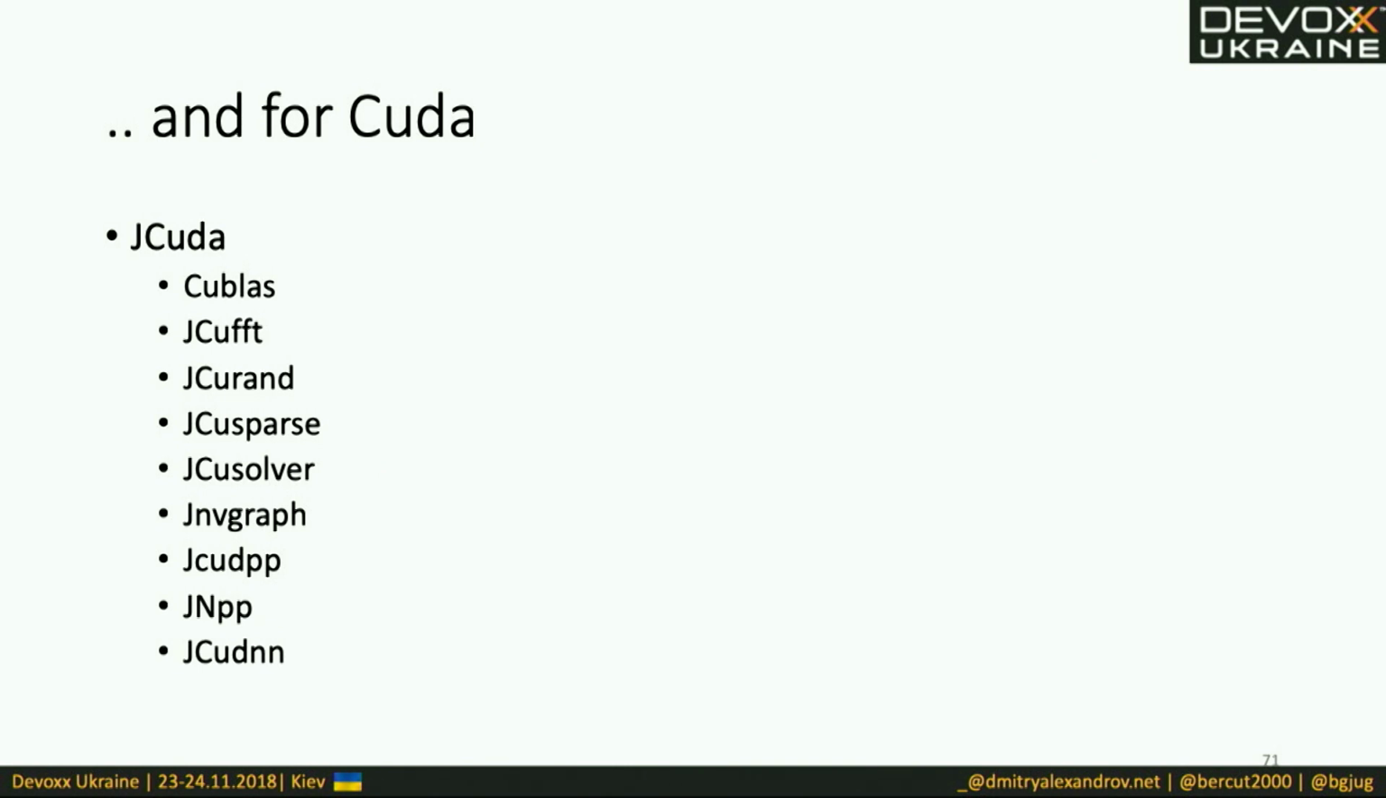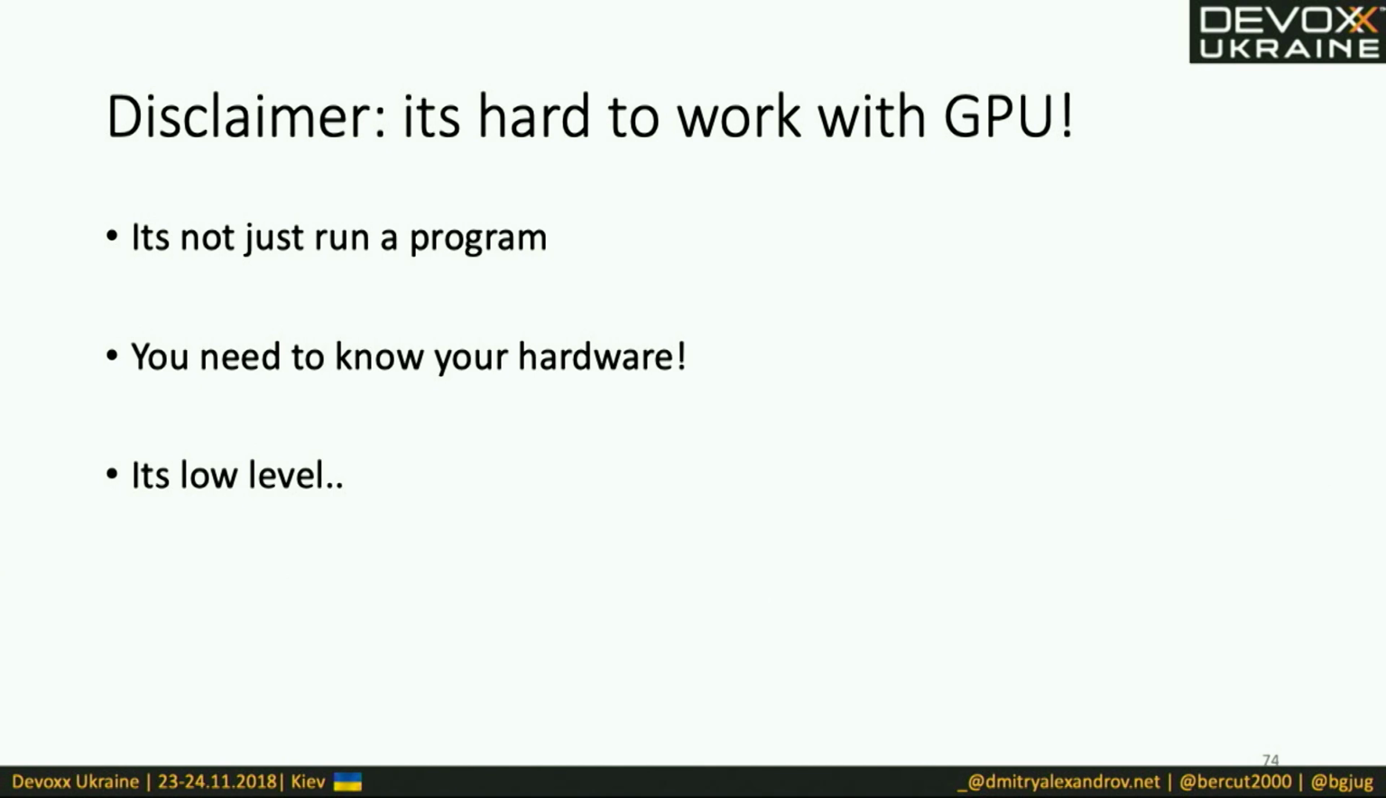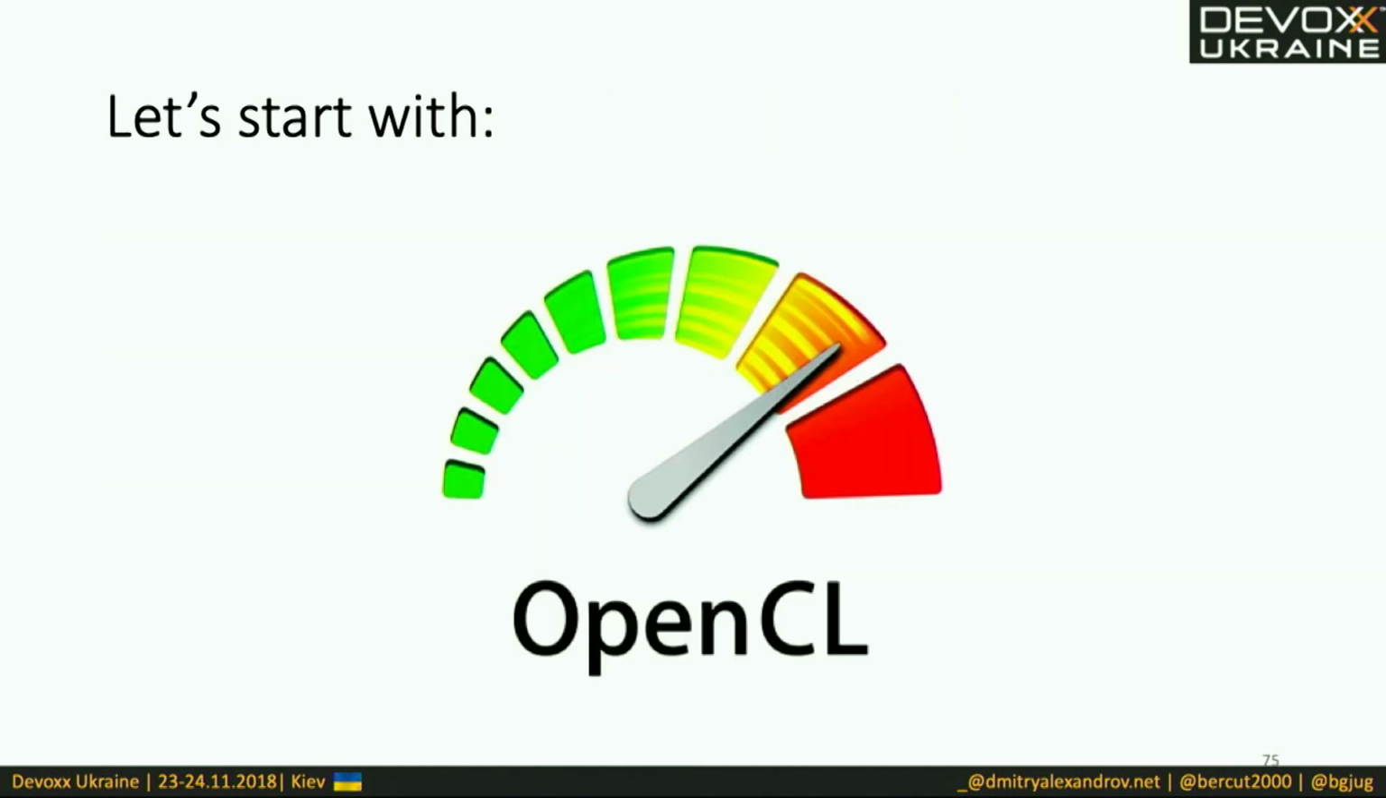But we want to code. And this is why we'll make another disclaimer. So this talk is full of disclaimers. It is hard to work with GPU. It's not just running your program. You really need to know the hardware you're running on. It's not like for us Java developers, where it's a virtual machine and we don't care what it runs on. You have to know your hardware, and it's quite low level. Let us try it first with OpenCL.